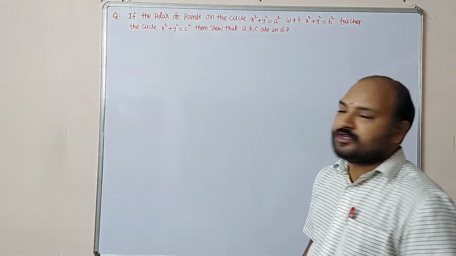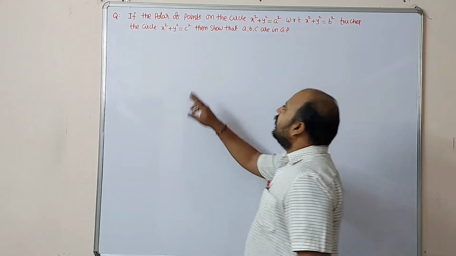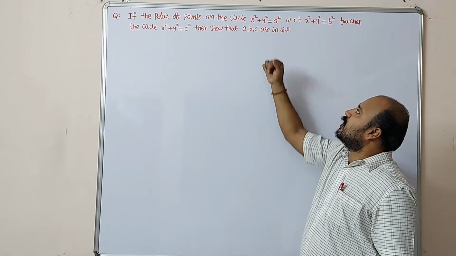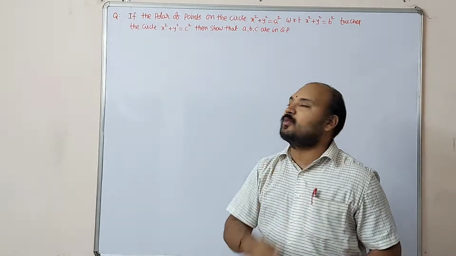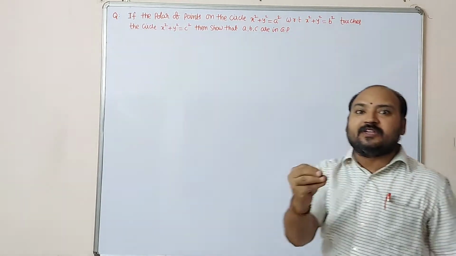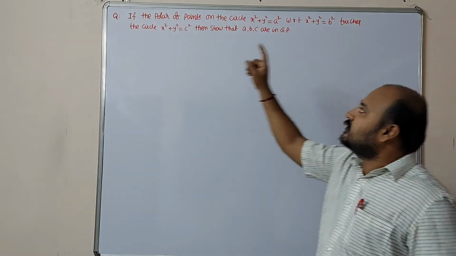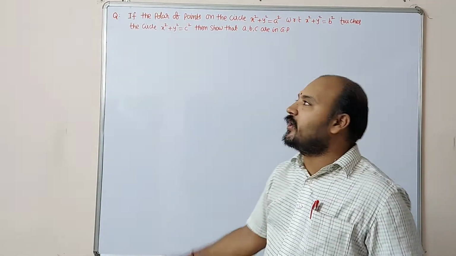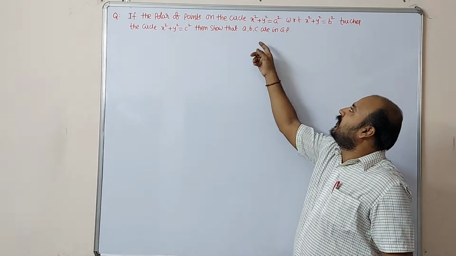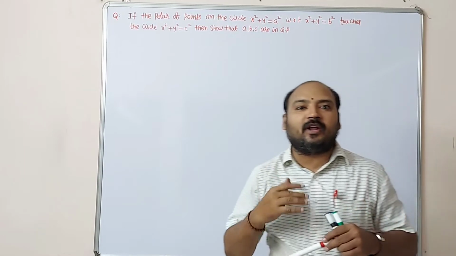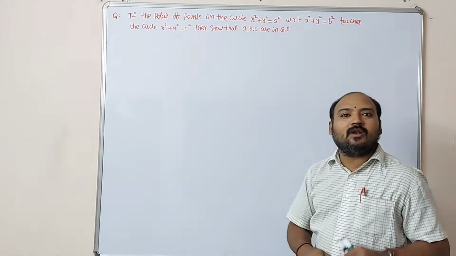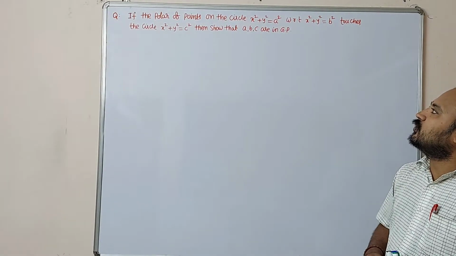One more important question from the circles. If the polar of points on the circle x square plus y square equal to a square with respect to x square plus y square equal to b square touches the circle x square plus y square equal to c square, then show that a, b, c are in geometrical progression. So how to do that?